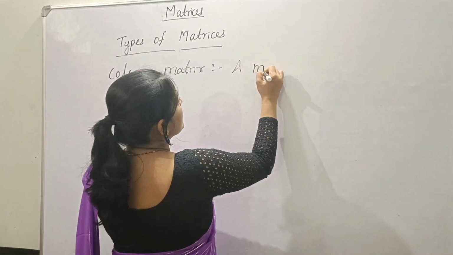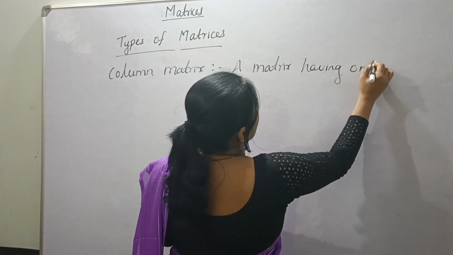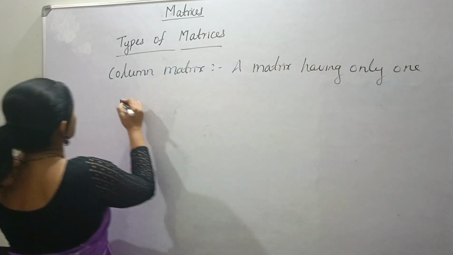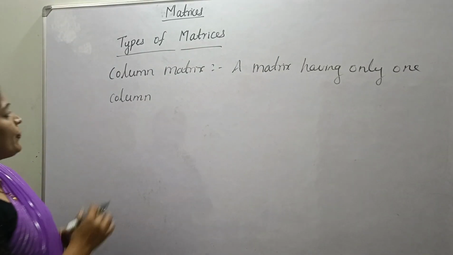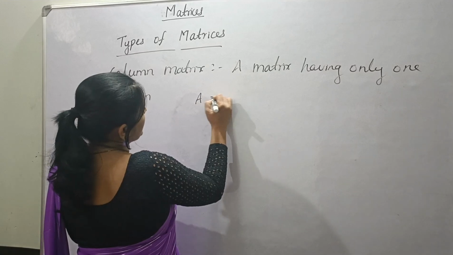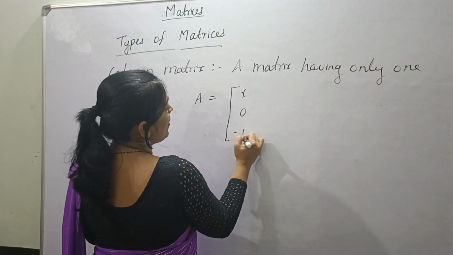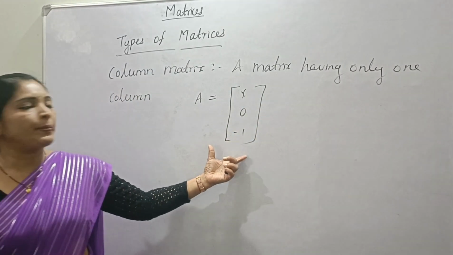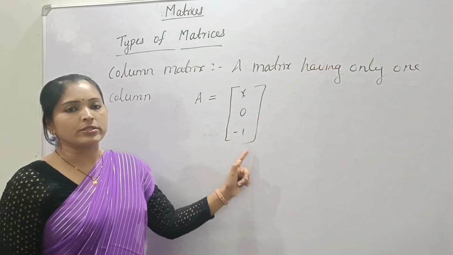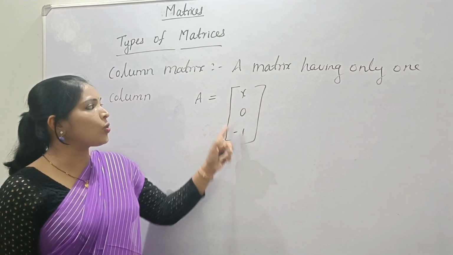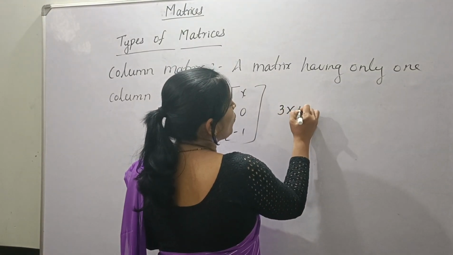A matrix having only one column is called column matrix. So for example, matrix A is equal to x, 0, minus 1. Here see the matrix A is a column matrix of order 3 rows, right? There are 3 rows. A has 3 rows and 1 column. So it is a matrix of order 3 by 1.